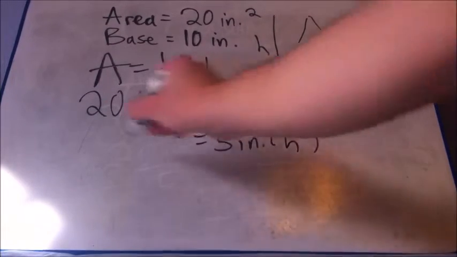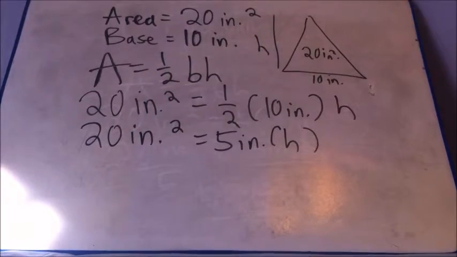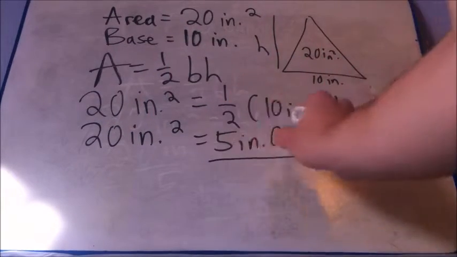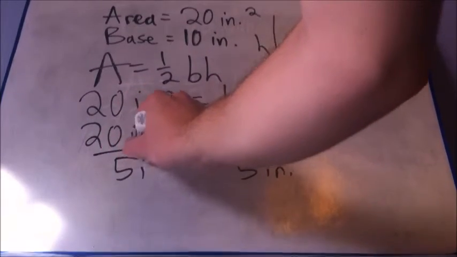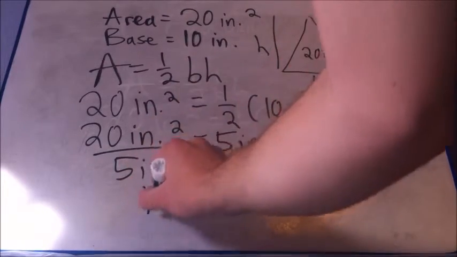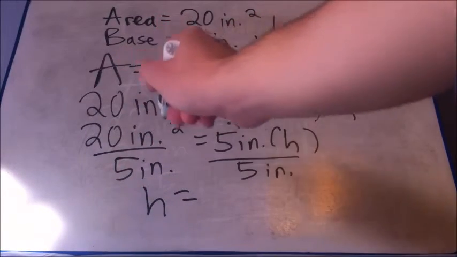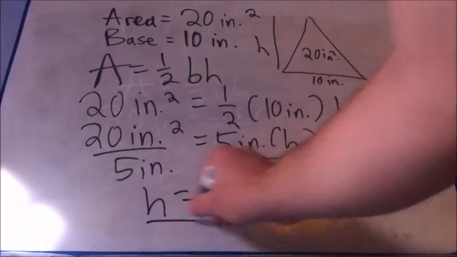5 inches multiplied by the height is equal to the area, 20 inches squared. Now let's divide by 5 inches on both sides. When we do that, we now have our height. It is equal to 20 inches squared divided by 5 inches, which is 4 inches.